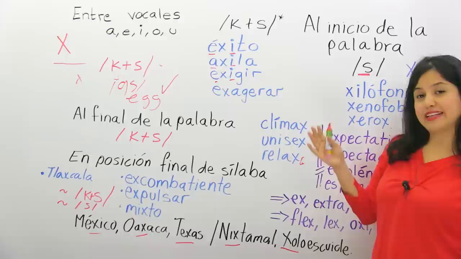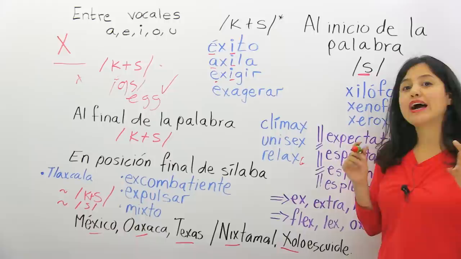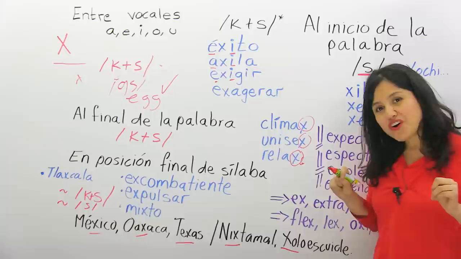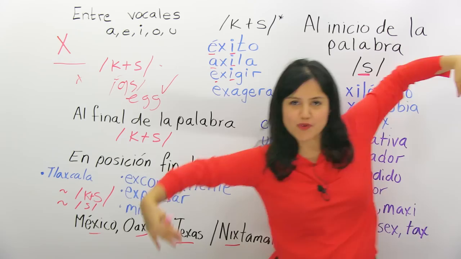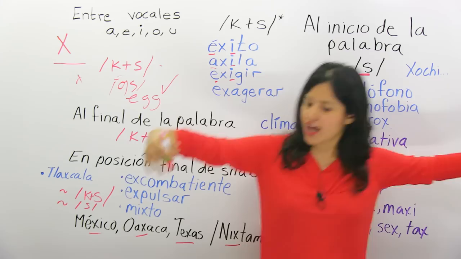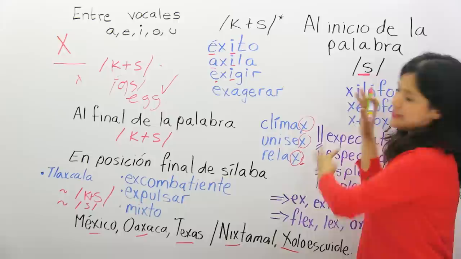Muy bien. Climax, unisex, relax. Why? Because the X is at the end of the word. Al final de la palabra. Porque la X está al final de la palabra. Y aquí, porque la X está entre vocales. La X abraza dos vocales. A, O, E, whatever. Like la X is like, hey, what's up, girls? See, like that. And here is at the end. Muy bien. Vamos a seguir.